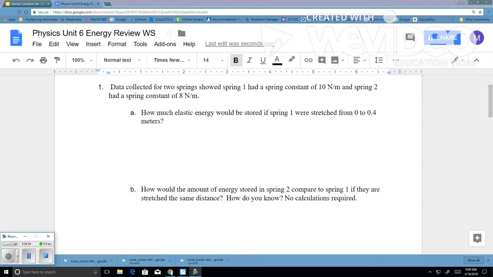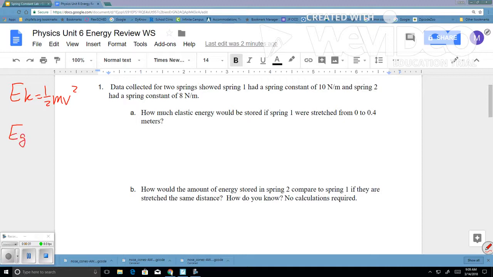Work through Unit 6, the review worksheet for the exam. And remember that you have three equations that are going to be pertinent to this. They are for kinetic energy, equals 1/2 mv squared, where mass is in kilograms and velocity in meters per second. Energies are always going to be in joules.